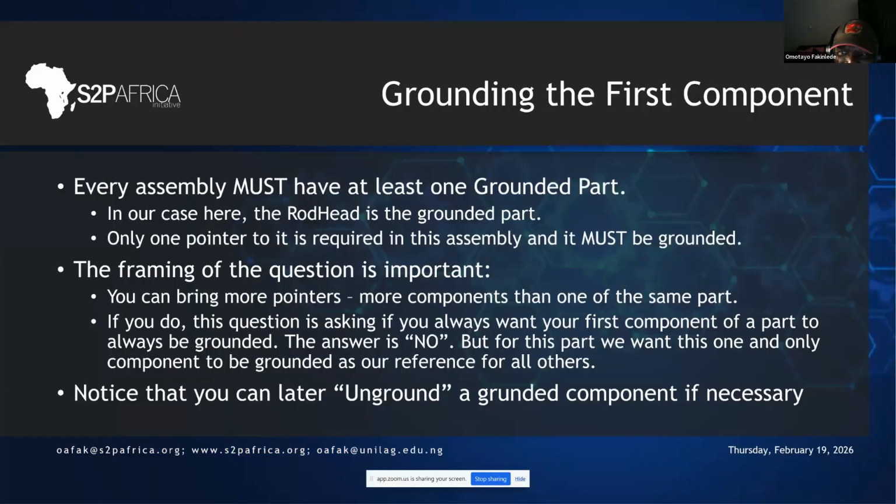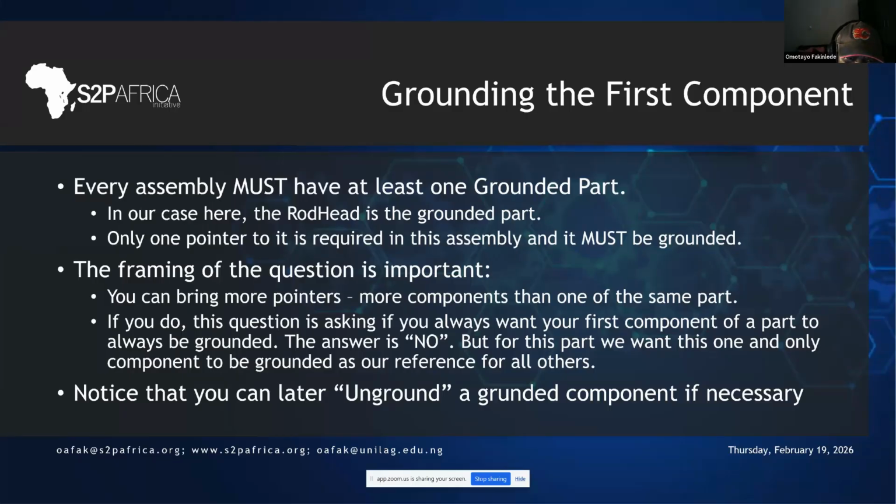Every assembly, grounding the first component: every assembly must have at least one grounded part. In our case here, the rod head is the grounded part. Only one pointer to it is required in this assembly, and it must be grounded. The framing of the question is important.